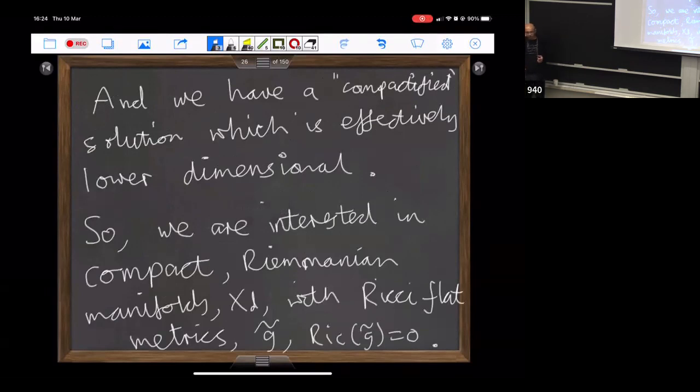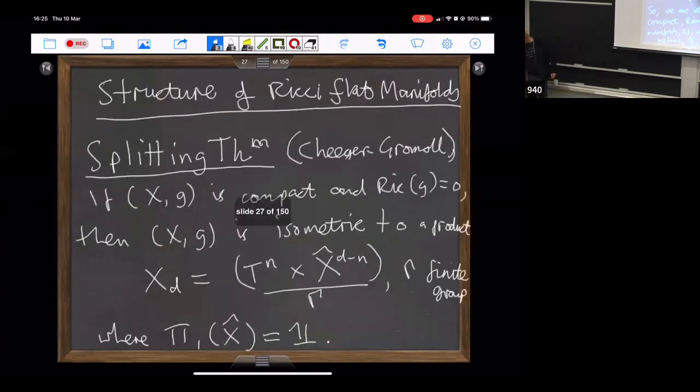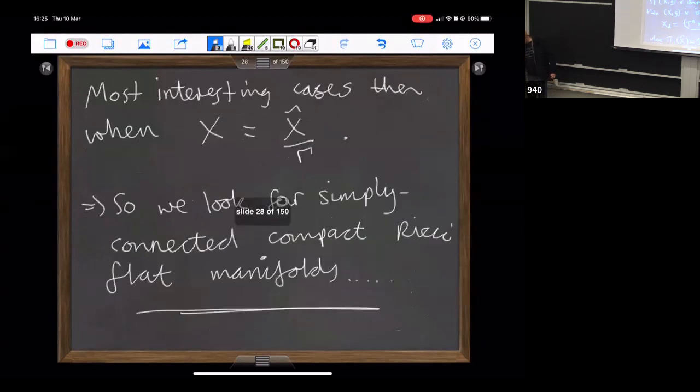So that's what we're interested in, at leading order, in terms of studying the vacuum solutions of M theory: compact manifolds for which you can find a metric that has 0 Ricci tensor. Okay, I'll skip that slide. It's technical. And in fact, because of various structural theorems about Ricci flat manifolds, one is mostly interested in compact, simply connected Ricci flat manifolds.